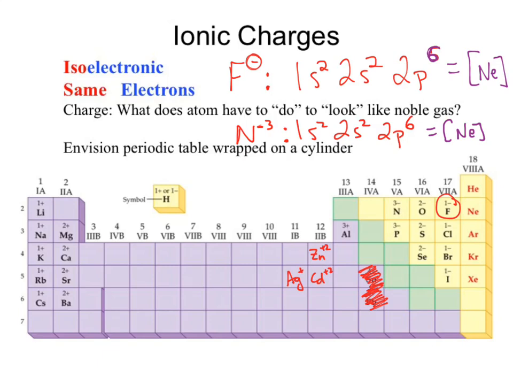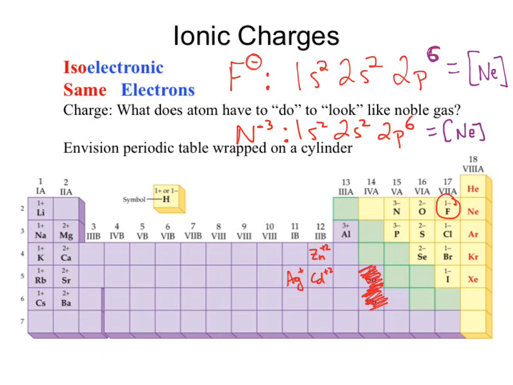What does fluorine have to do to look like helium? We don't even worry about energy levels. It has to lose 7 electrons. Which is easier, losing 7 electrons or gaining 1? Gaining 1.